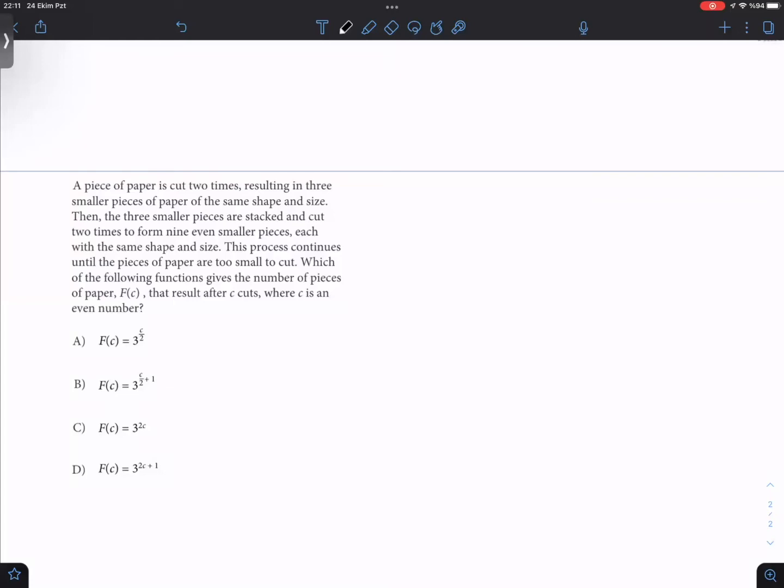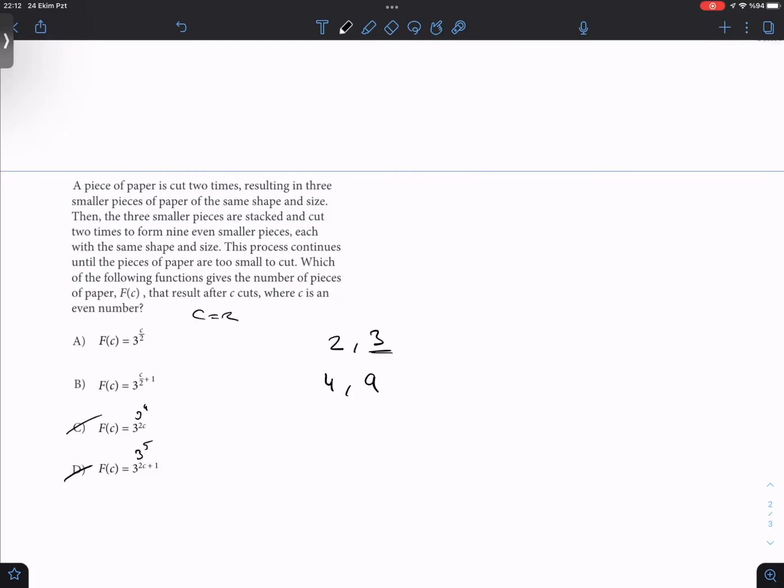What I'm going to do is just use the most basic values that I have. When I cut this piece of paper 2 times, I'm going to have 3 pieces of paper. And when I cut the paper 4 times, I'm going to have 9 pieces of paper. Just by plugging in 2 for c, I get 4/3, which is way too big. 3/5, which is, again, way too big. And since I plugged in 2, I have to get 3 as a result.